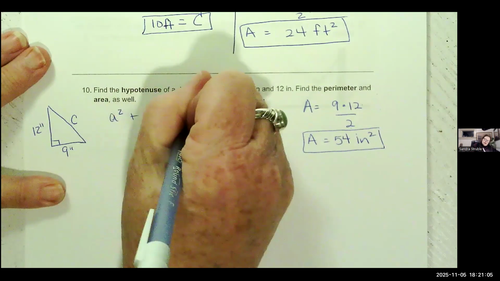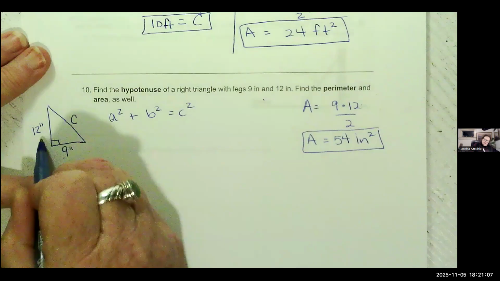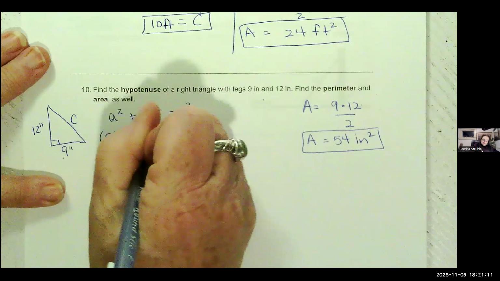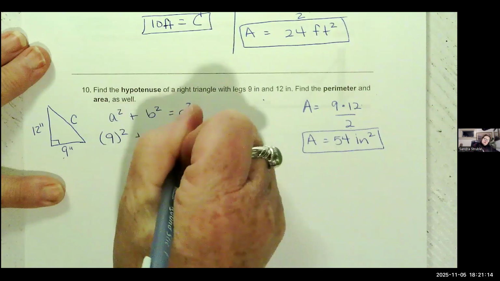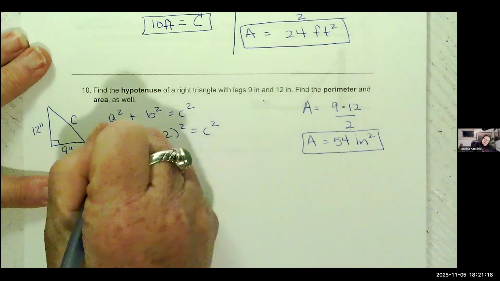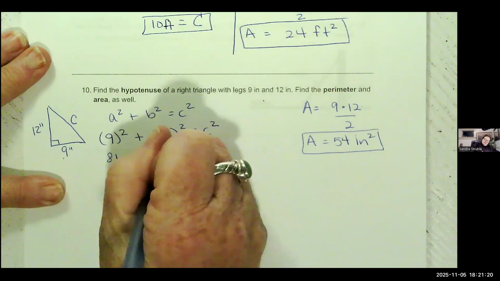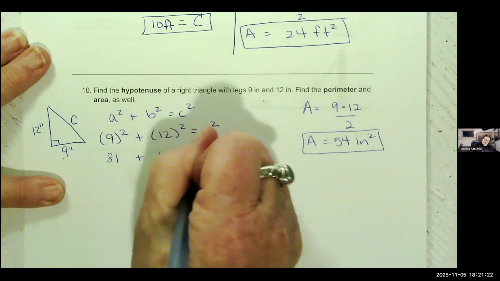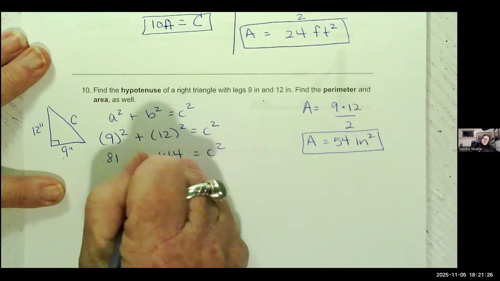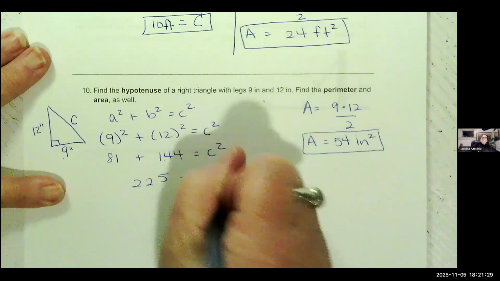9 and 12 are our legs. 9 squared plus 12 squared is equal to c squared. 9 squared is 9 times 9, which is 81. 12 squared is 12 times 12, which is 144. 81 plus 144 is 225, equal to c squared.